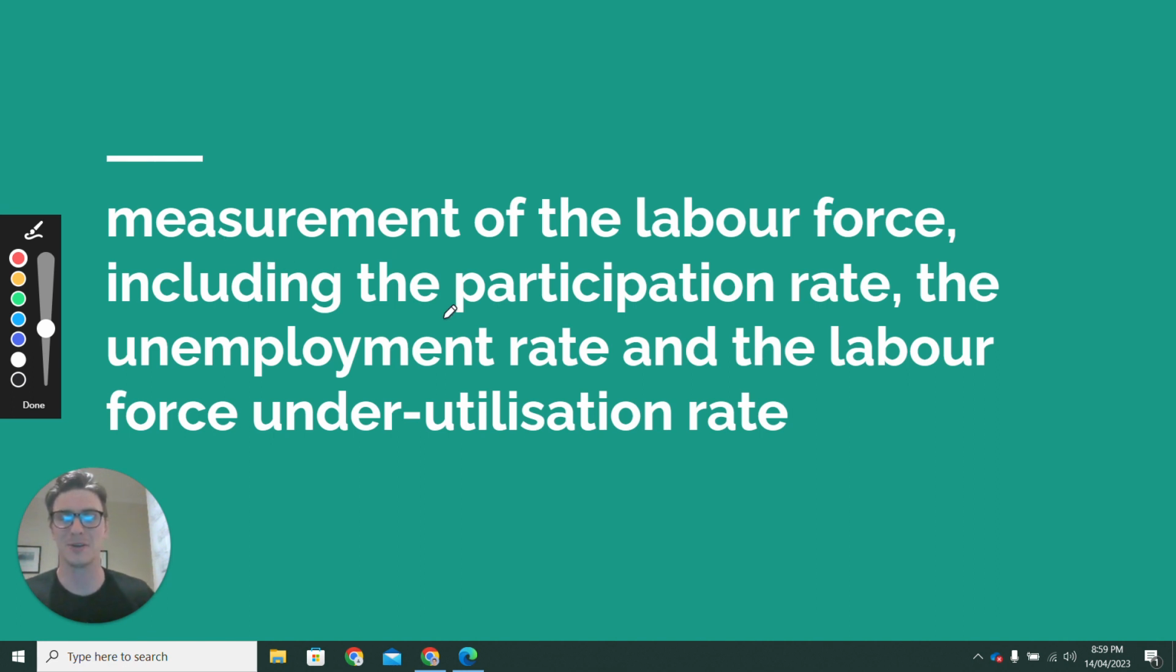In this video we're going to look at how the ABS measures the labour force. Here we need to remember our formulas for the participation rate, the unemployment rate and the underutilization rate, which are just all those classifications that we looked at in the last video but expressed as a percentage. We need to be able to calculate these, and because we've got a calculator we just need to plug the data into the formula and we will be fine. So let's get into it.